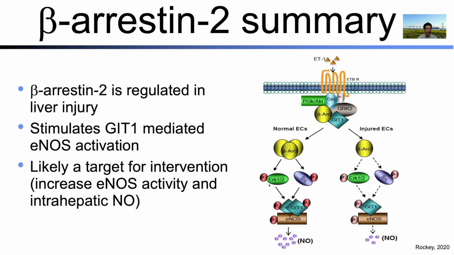So the summary is that beta-arrestin 2 is regulated in liver injury. It stimulates, and I haven't shown you this data, there's another protein that appears to be involved, and that's known as GIT, but it stimulates activation of eNOS, and therefore beta-arrestin 2 is likely another target for potential treatment. Again, we would like to somehow rescue beta-arrestin 2 function in the injured endothelial cell.